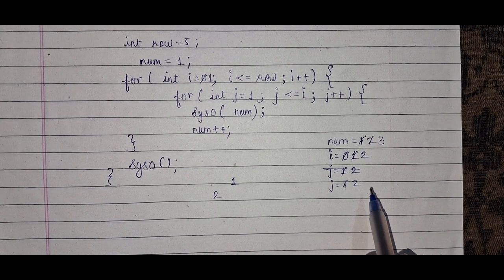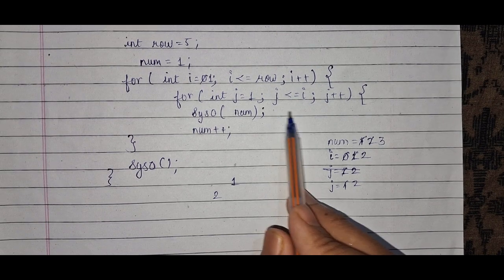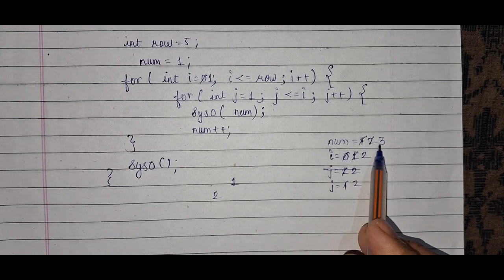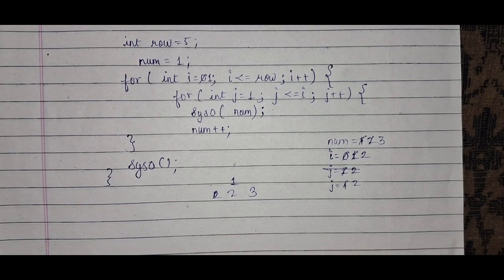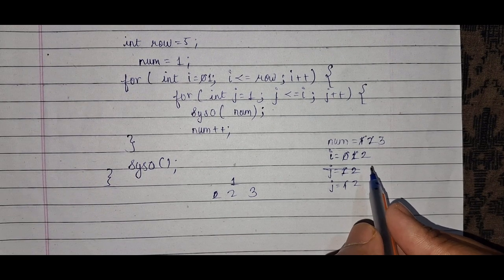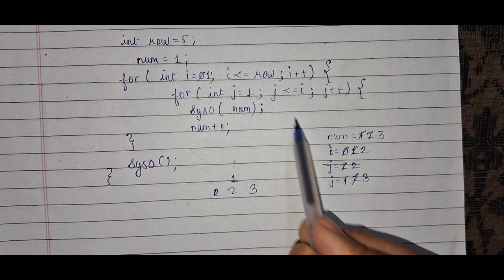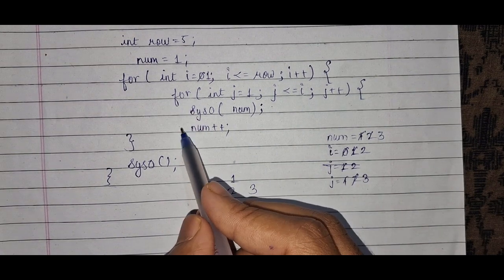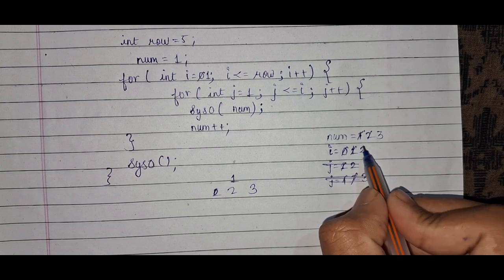Now it will check the condition: is 2 less than or equal to 2, the condition will be true, then it will print the num value, which is 3 here. Now it will print 3. Now j's value gets updated. Now j's value has become 3. Is 3 less than or equal to 2? The condition will be false, then the inner loop gets terminated and i's value gets updated. Now i's value has become 3.